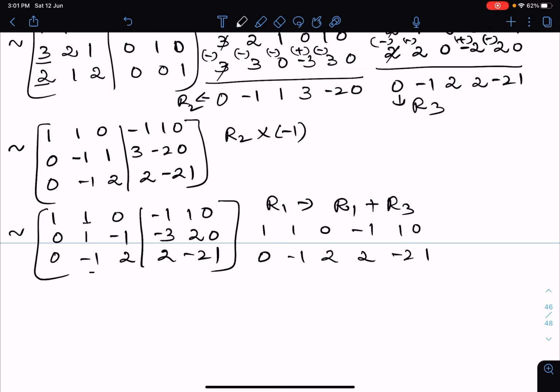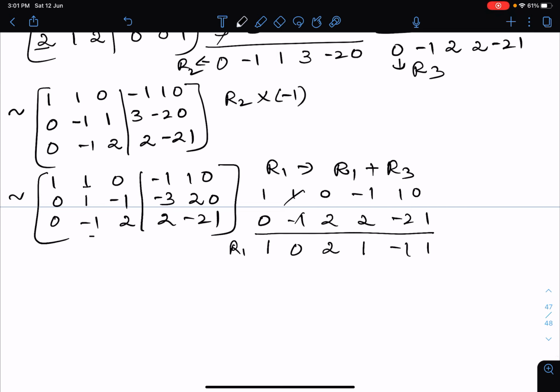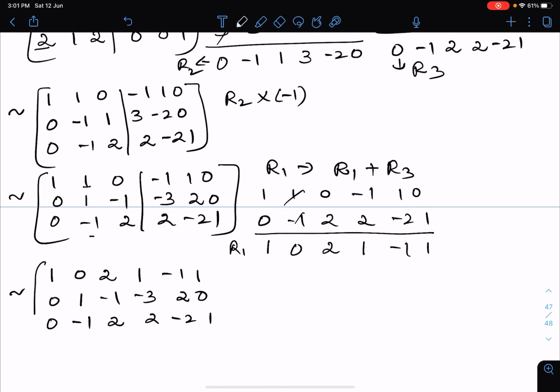So directly adding you will get your new row 1. What is that? This is going to be 1 and this will get cancelled 0, 2, this is 1, this is minus 1 and this is 1. Okay, so your row 1, now you can write it as equivalent 1, 0, 2, 1, minus 1 and 1, and row 2 and row 3 remain the same. So 0, 1, minus 1, minus 3, 2, 0. Similarly, row 3, 0, minus 1, 2, 2, minus 2 and 1, and put your line in between.